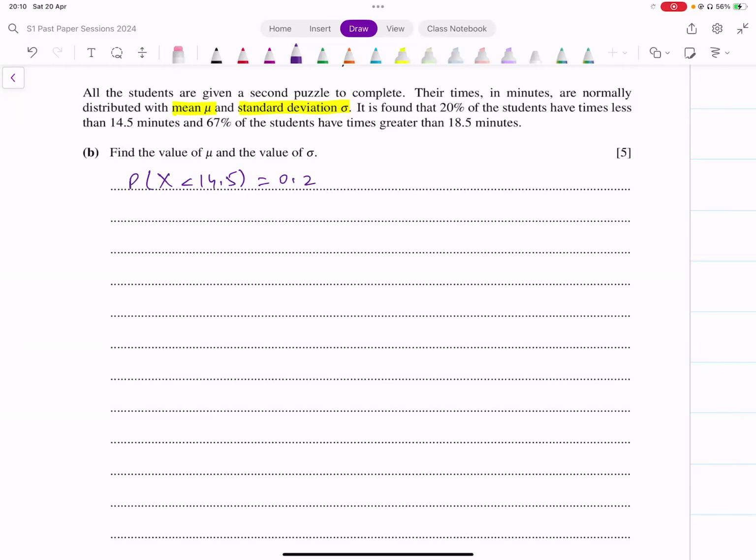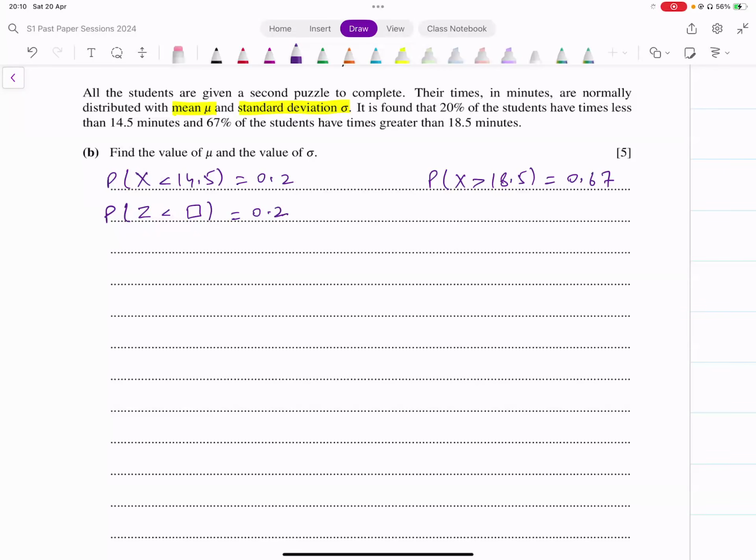And then 67% of students have times greater than 18.5. So the probability of somebody having a time greater than 18.5 is equal to 0.67. Now we just need to find two equations in terms of mu and sigma and solve them simultaneously. How do you do this? You first write it in terms of z. So if x is less than 14.5, that means z is less than some value, with probability equal to 0.2. We need to figure out, first of all, whether z is positive or negative.